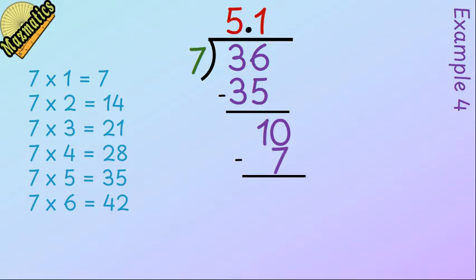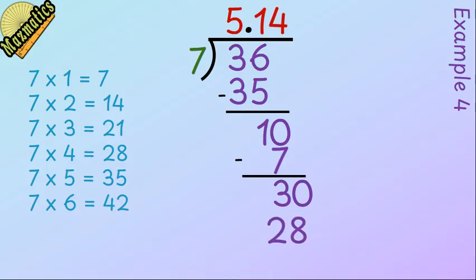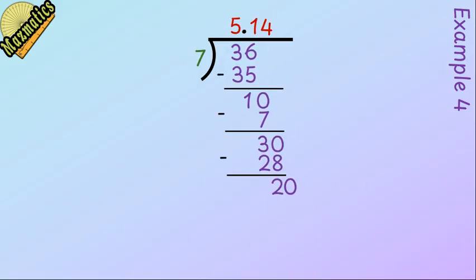After subtraction, we get a remainder 3. Add a magic 0 to the remainder. How many 7s in 30? 7 times 4 is 28. After subtraction, we get a remainder 2. Add a 0 to the remainder. Is this a repeating decimal? This is a repeating decimal.